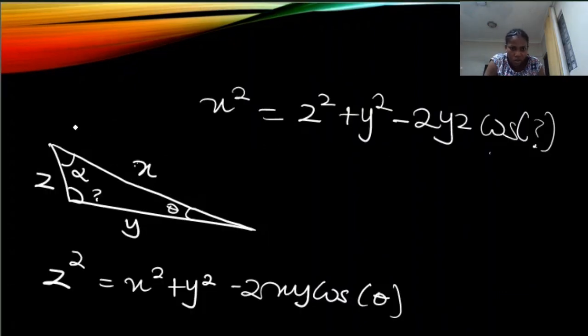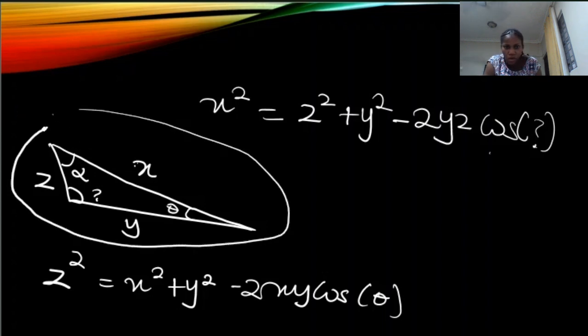Now let's look at this triangle. It's a scalene triangle with sides x, y, z. We know one angle, that's alpha, another angle, that's theta, and an unknown angle. We're asked to find the unknown angle. In as much as you can use the sine rule to do this, you can also use the cosine rule to do this.